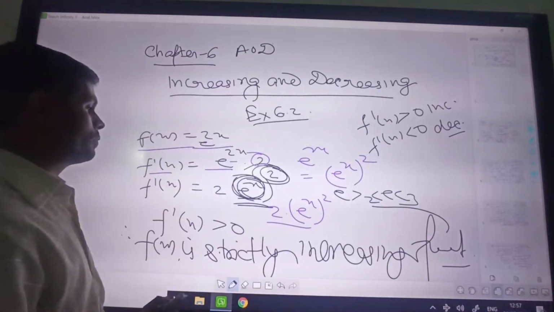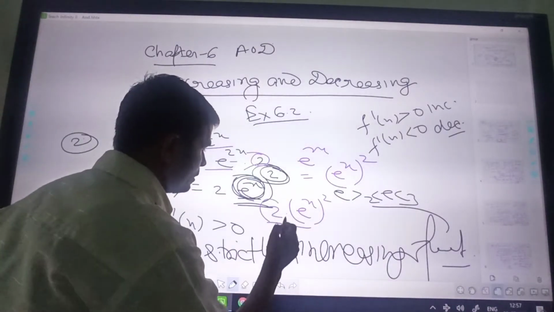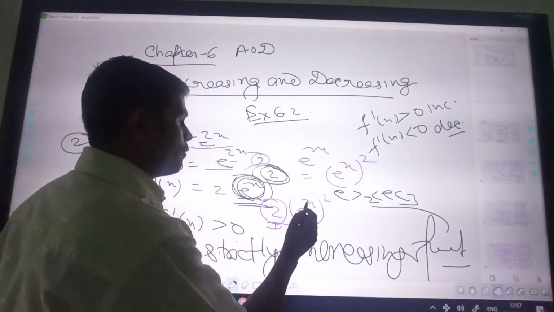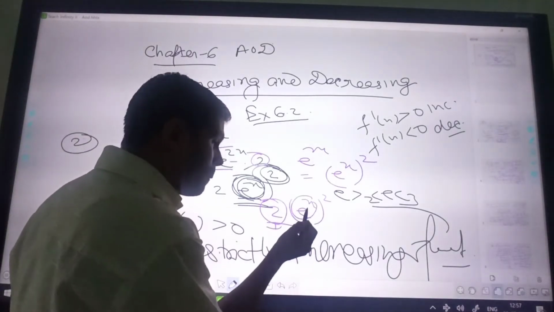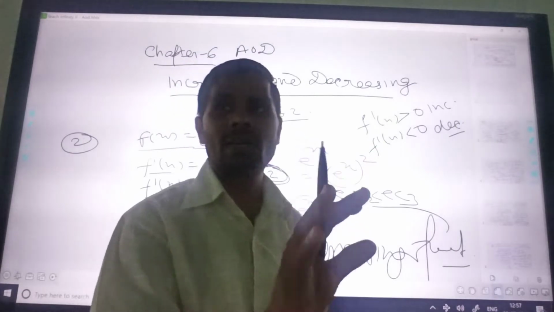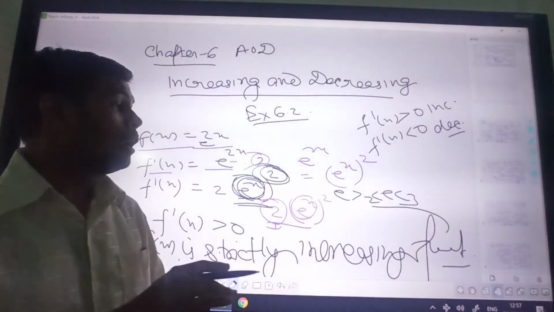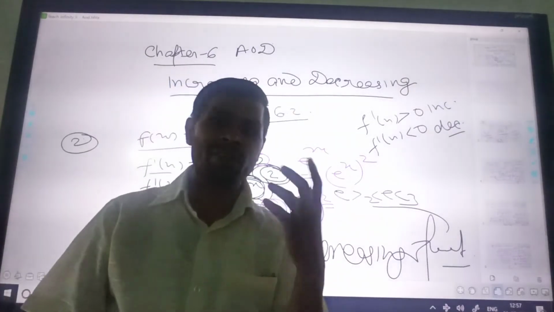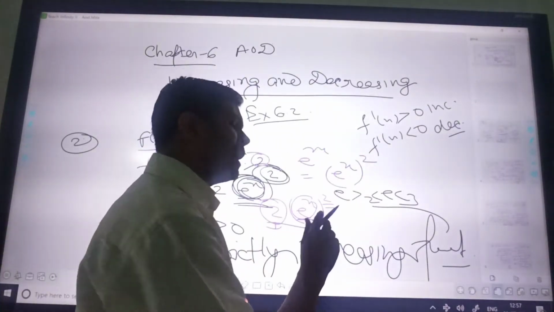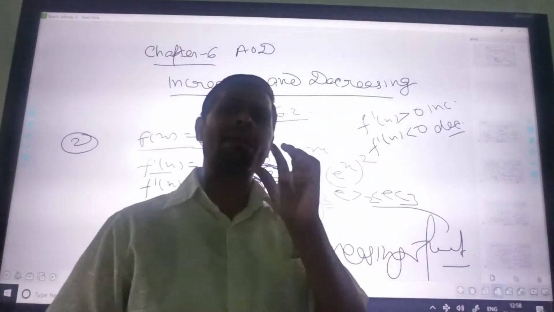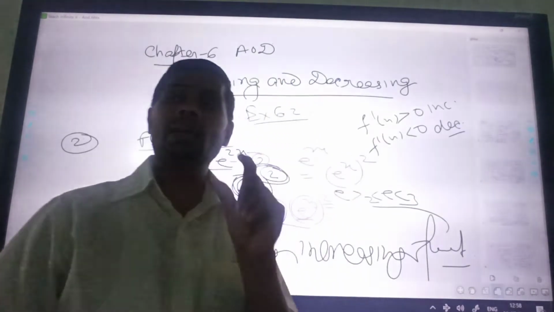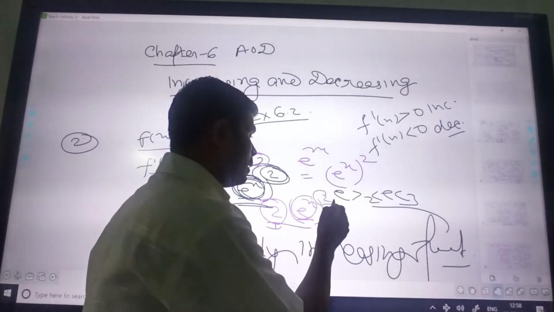For checking this, you should see this term. 2 is obviously always positive, and then we don't know the value of this one. It depends on the value of x. x may be positive, x may be negative, but don't worry about that. You should see the power. What is the power? The power is 2, and that is an even number. If you put any negative values here also, it will always give you a positive result. It will never give you a negative result, because its power is even.